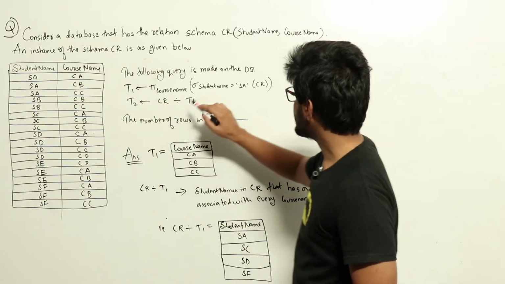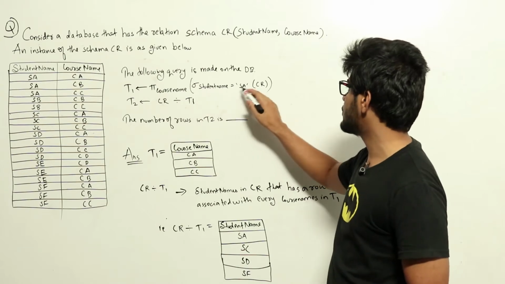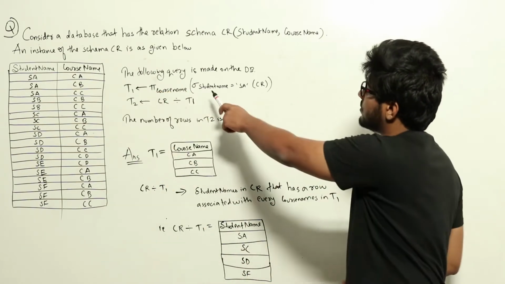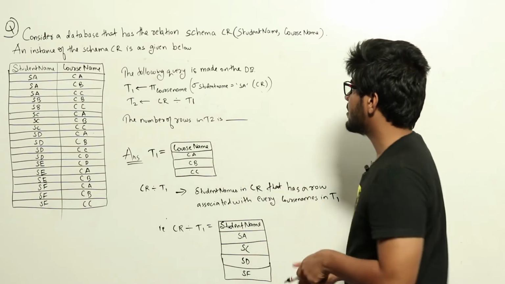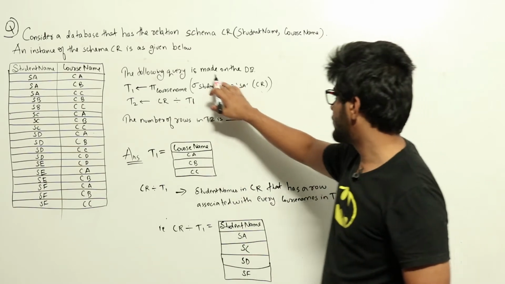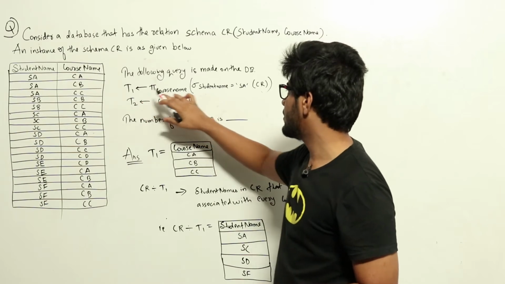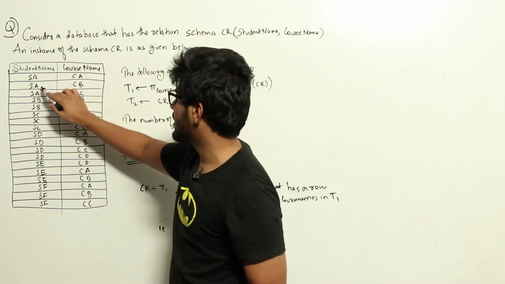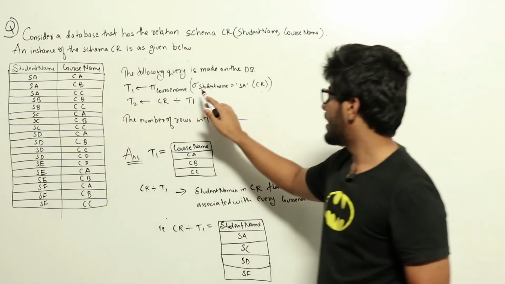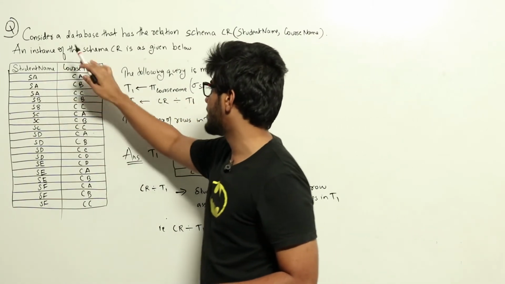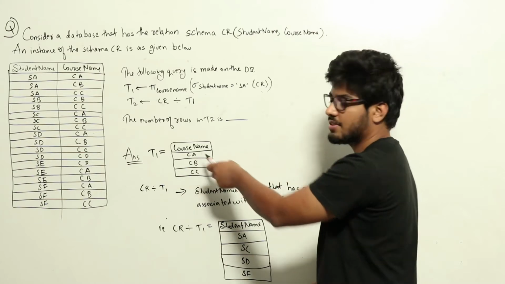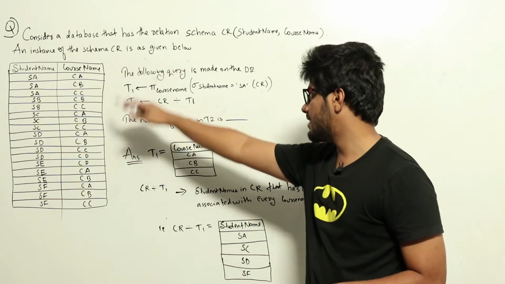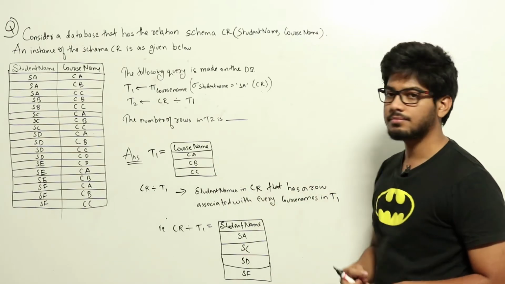T1 gives selection of student name equal to SA from CR, and it's projecting on course name, meaning that it will select all the tuples in CR where student name equal to SA, and from that table it will give this column course name only. So this query will give us these three rows SA, SA, SA and course name, and selecting only course name will give this much part, meaning T1 is this course name CA, CB, CC, and then we need to find out T2, which is CR, that table divided by this table.